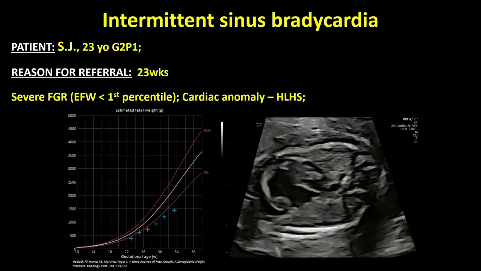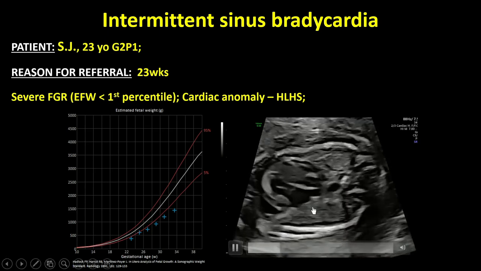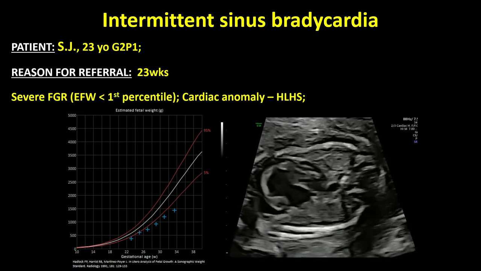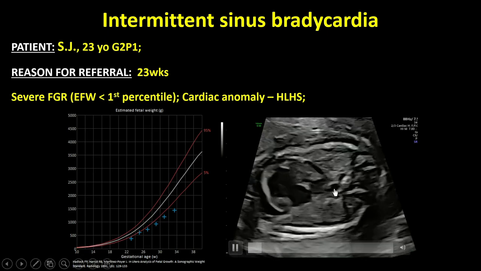So here is a case. We have a 23-weeker, exactly the same gestational age. The fetus has severe growth restriction, less than the first percentile, and a very severe cardiac anomaly. That was an intermittent sinus bradycardia that was actually recognized as a sign of fetal distress and should not be mistaken for some kind of true rhythm disorder.